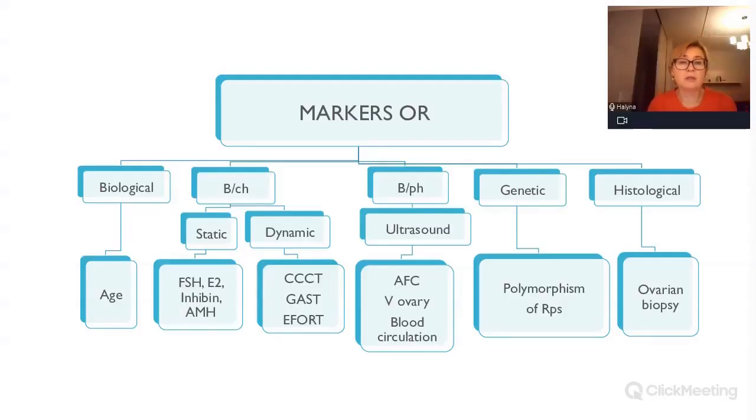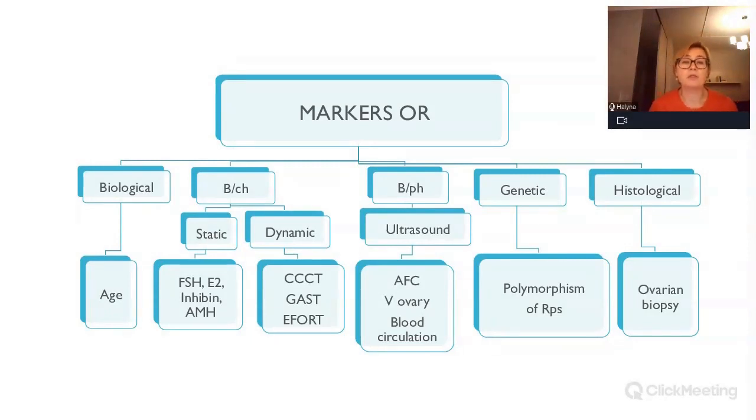You can see in this slide a lot of markers of ovarian reserve, so a lot of possibilities for measuring the number of follicles and oocytes. In the first place, we can also see age. Then some hormonal tests like FSH, estradiol, inhibin, anti-Müllerian hormone, and some dynamic tests, which means that we give something and then measure what happened. Then biophysical tests like ultrasound, where we can count the number of antral follicles.